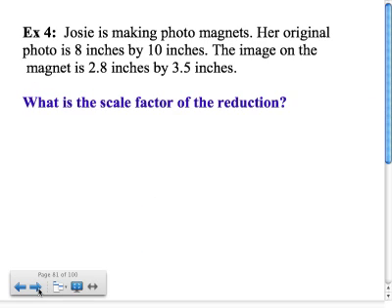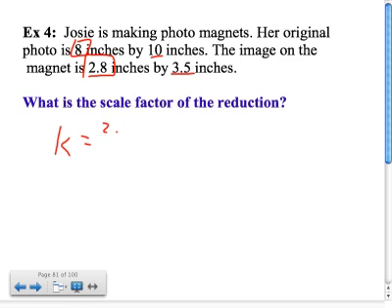Example 4 says Josie is making photo magnets. Her original photo is 8 inches by 10 inches. The image on the magnet is 2.8 inches by 3.5. What is the scale factor of the reduction? New over old. K equals scale factor equals the new. I'm going to compare 2.8 and 8. It doesn't matter, you could have done 3.5 and 10. You're going to get the same answer.